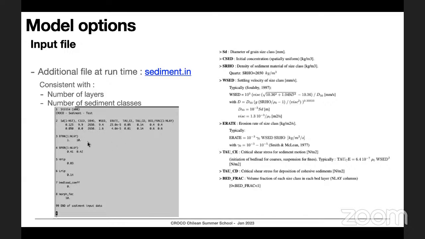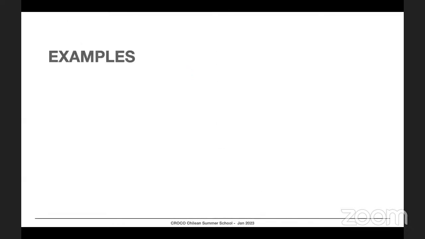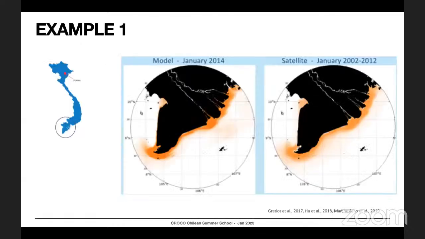And then for each bed layer, you have to define the thickness of the bed layer, porosity of the bed layers, and then other values that we don't change a lot. So some examples about this.